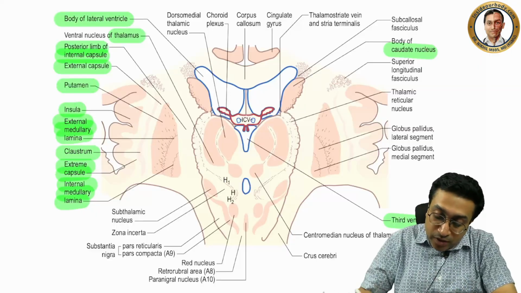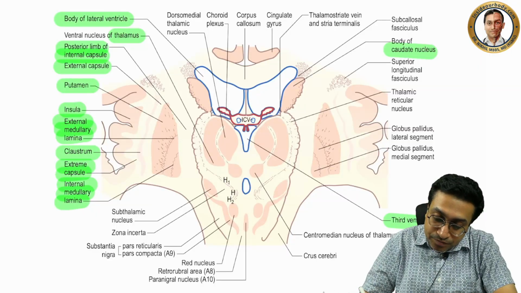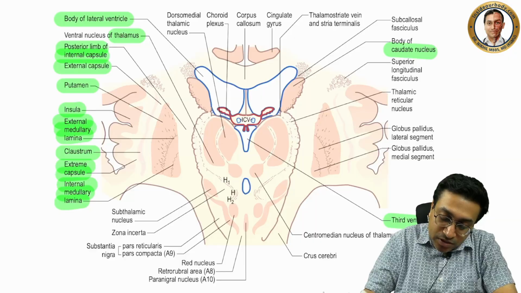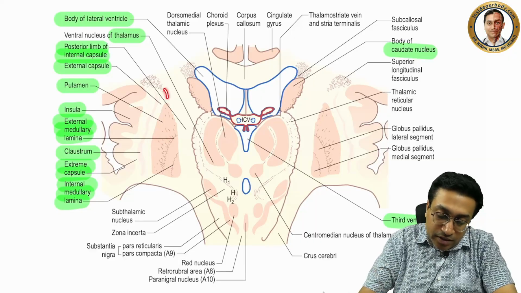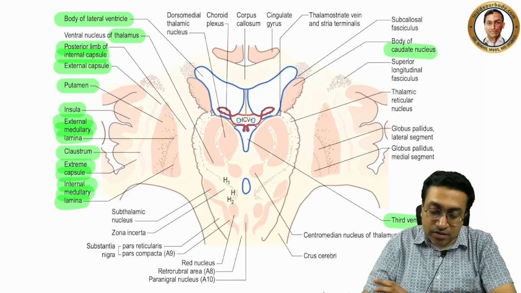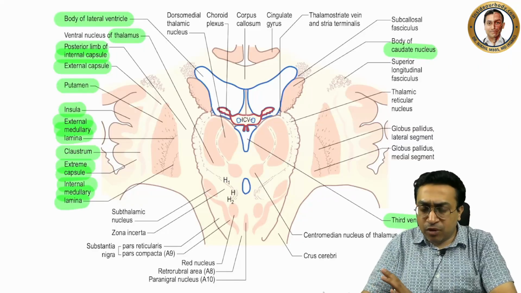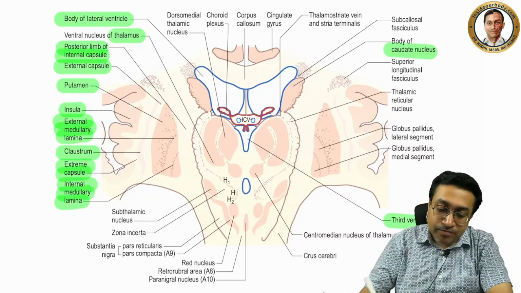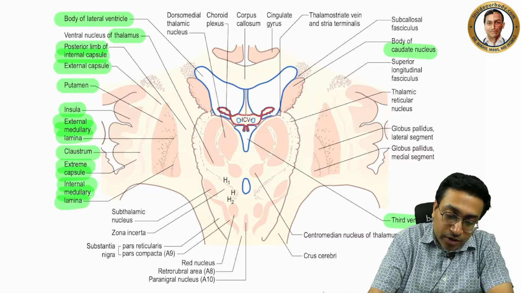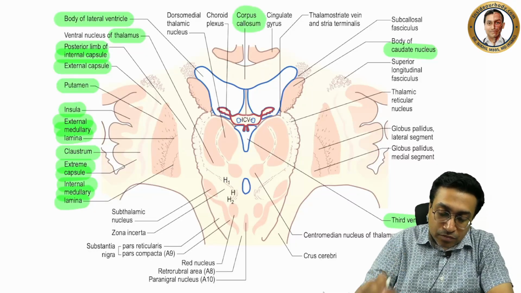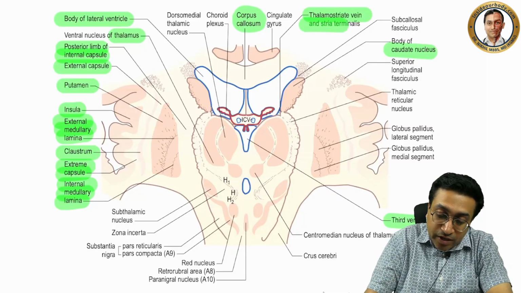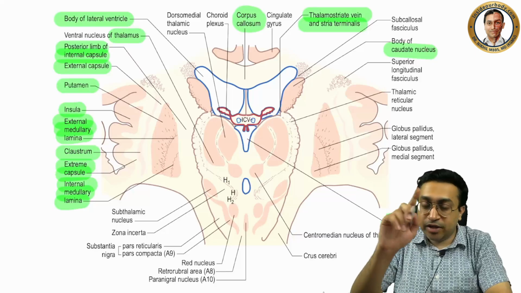Then you can see, yeah, so that's it. I have highlighted the caudate, the thalamus, and then the region which we have discussed here. So this is the nutshell which you have to remember from any kind of coronal section of the brain. You can see this corpus callosum also, which is important. These are certain important areas, and if you remember, thalamostriate vein and stria terminalis also we have discussed in the topic of lateral ventricle relations.